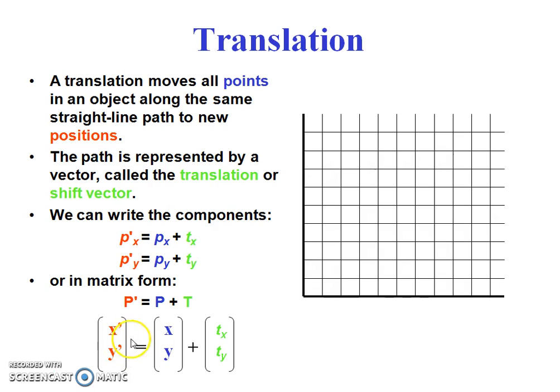So the components which we can write here are: P prime x is nothing but the sum of px and the distance tx. P prime y is nothing but py plus the distance ty. And this is the matrix form in which we can perform translations in two dimensions.